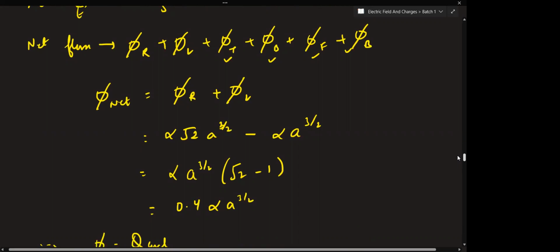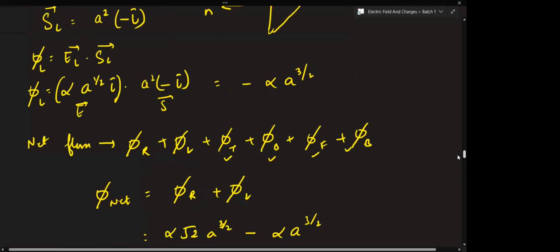See, for the right hand side face, it was alpha root 2 a to the power 3 by 2, minus alpha a to the power 3 by 2 from the right hand face and from the left hand face. So we had just taken alpha a to the power 3 by 2 common. So in net flux, you wrote for the right, left, and then you wrote for 4 more. So what are the rest for? Is it clear how did we get flux for the right hand side face?